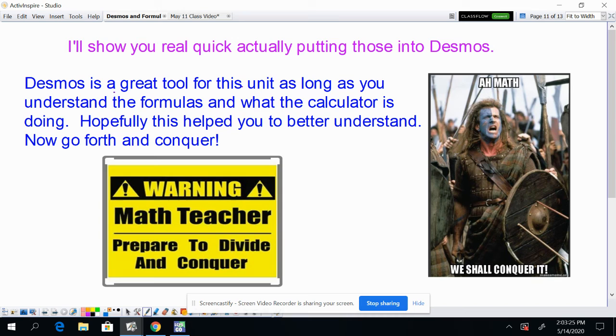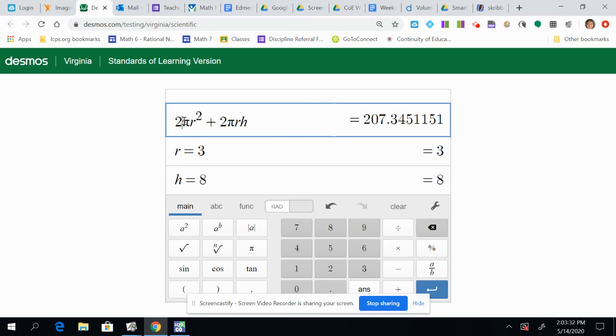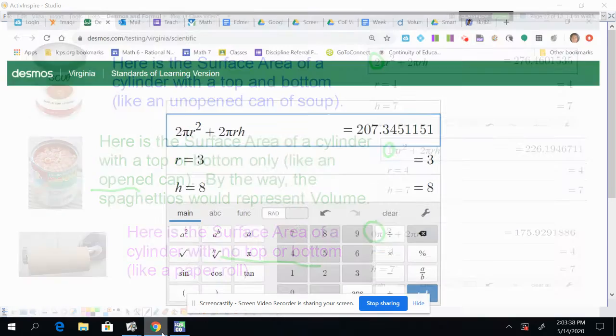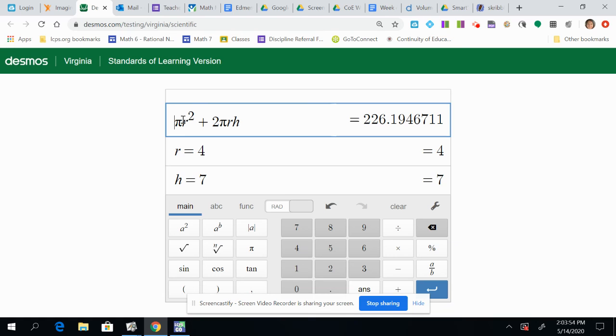So let me just show you real quick putting those into Desmos. We have 4 and 7. So I'm going to change this to 4. And this to 7. So this is with the 2. I can just change that to 1. I can just change that to 0. See how easy that was?